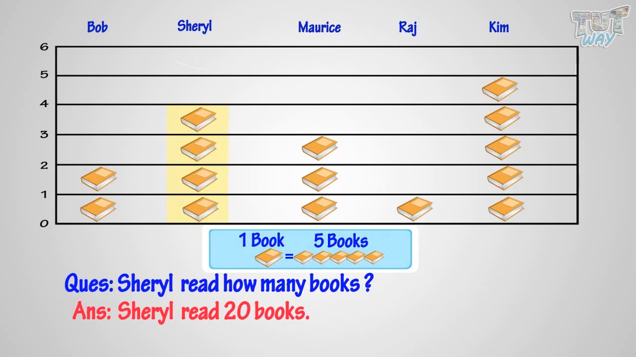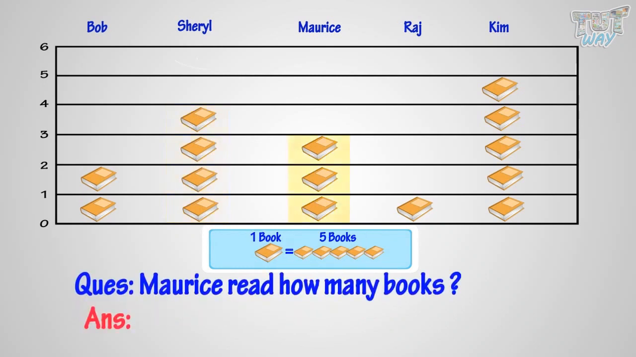Now, can you tell Maurice read how many books? Let's count. There are 3 book symbols, and 1 book means 5 books. So Maurice read 5 plus 5 plus 5, or 5 times 3 equals 15. That is, Maurice read 15 books.